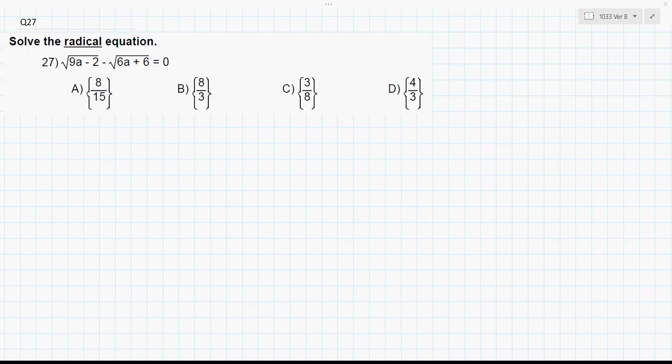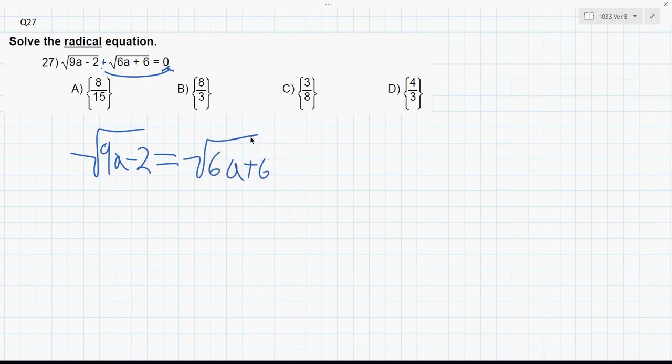We're going to set both of the square roots equal to each other. So we're going to do square root of 9a minus 2 will equal, because we want this to be a positive, so we got to move it to the other side to make it positive, the square root of 6a plus 6.